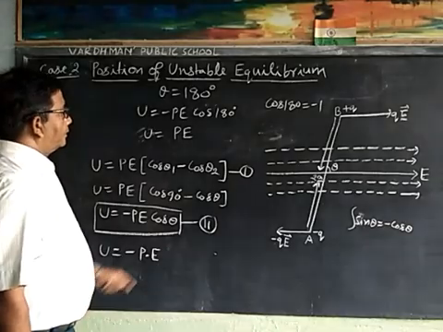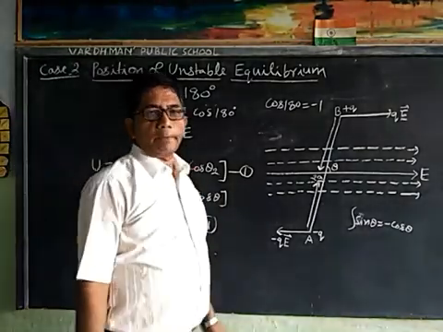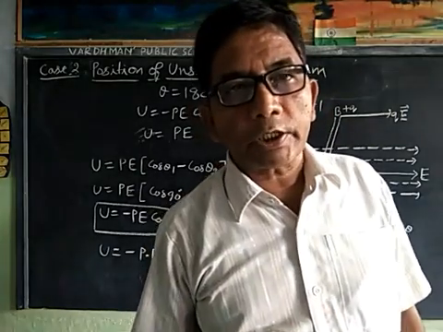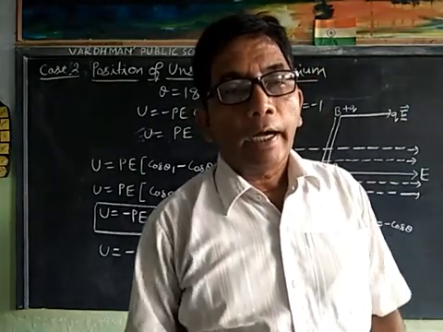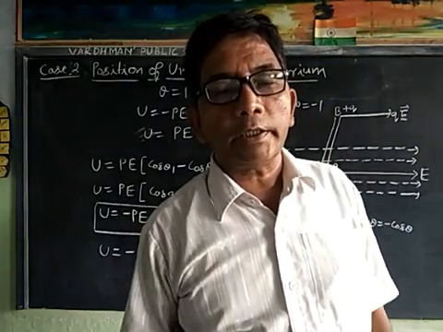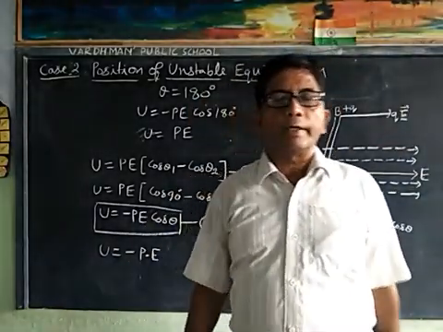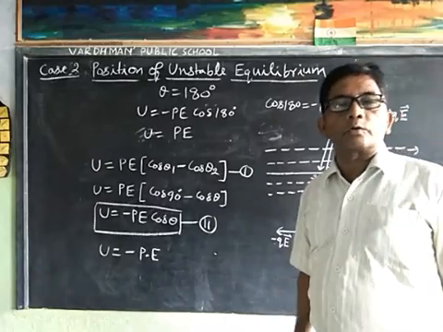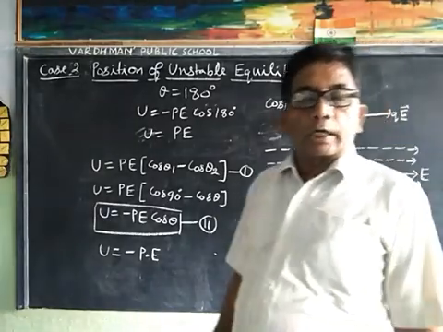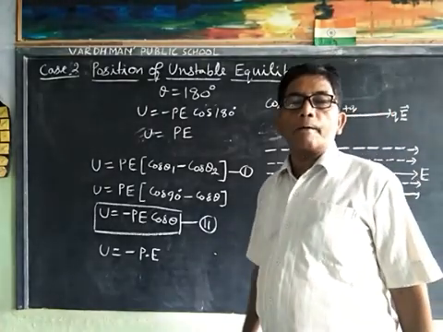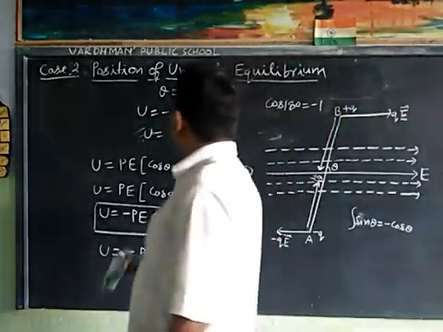That is, potential energy of a dipole is maximum when it is placed anti-parallel to electric field. Potential energy of a dipole is maximum when dipole moment is anti-parallel to external field. Now case third, position of zero energy.